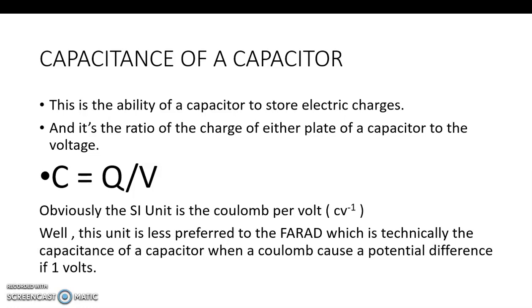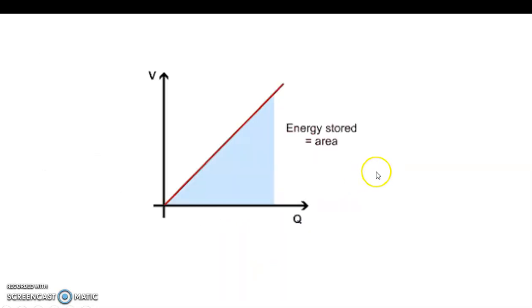Well, this unit is less preferred to the farad, which is technically the capacitance of a capacitor when a coulomb causes a potential difference of 1 volt. Now, when we plot the graph of voltage to charge, we'll get a straight graph, a linear graph. It is important that I show you that C is equal to Q all over V.